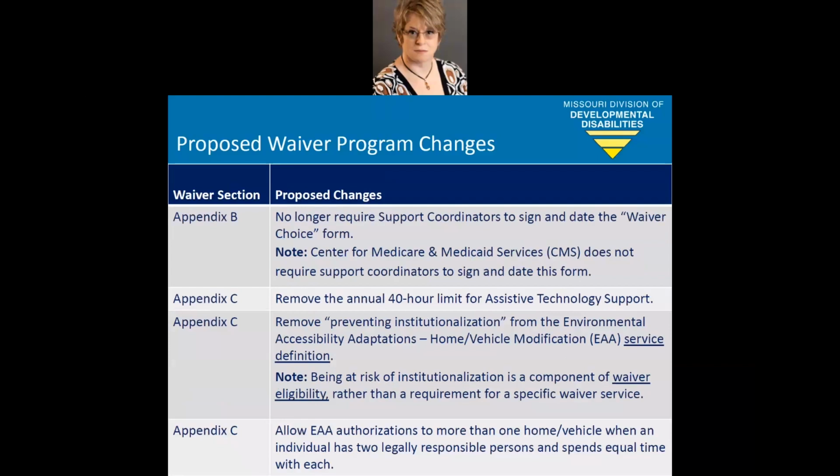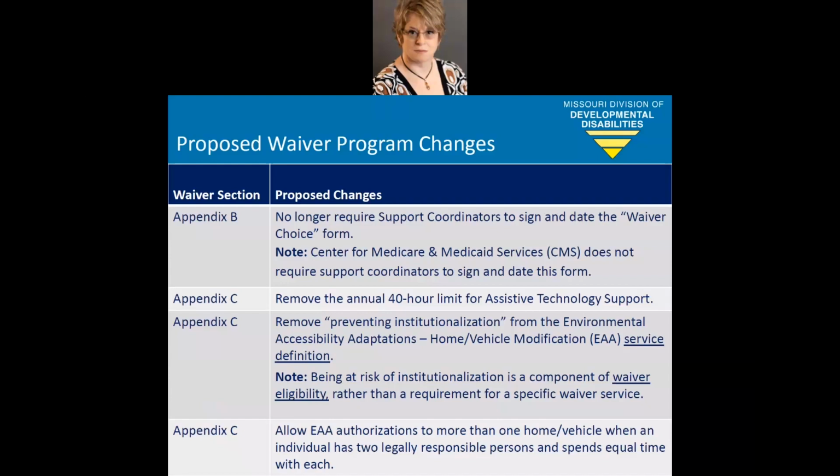The division proposes to remove the annual limit of 40 hours of technology support. Removing this limit supports individuals to access additional support from their device and/or technology provider. The goal of this proposal is to help individuals increase their comfort and confidence with the technology, leading to continued and increased usage of technology supports. It's important to remember that while the limit will be lifted, the amount of the technology support continues to contribute to the assistive technology waiver cap.